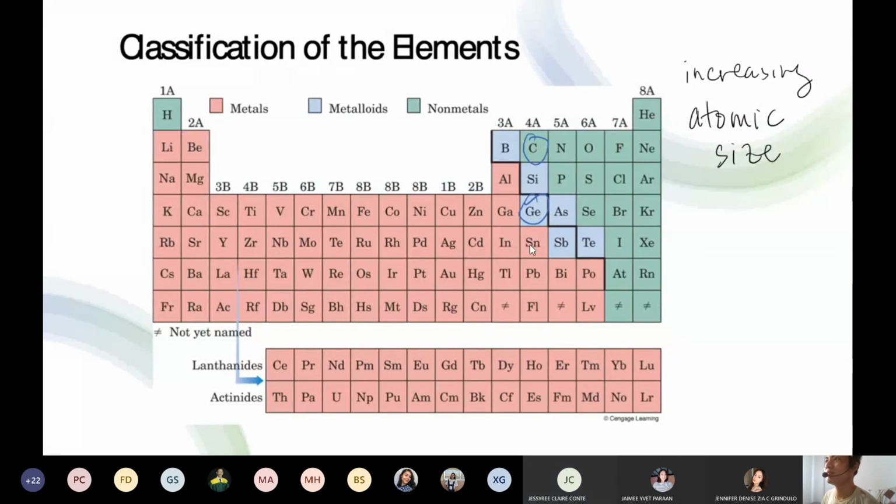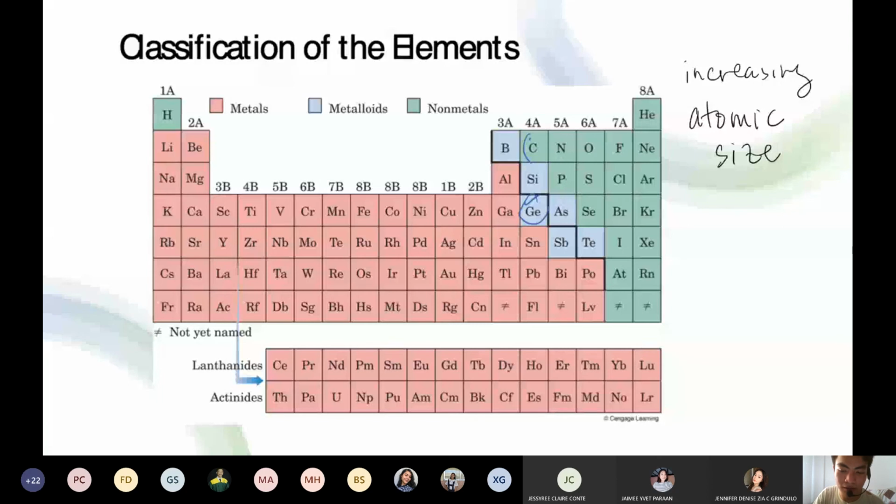So yun yung idea, no? Because germanium consists of sandamakmak na electrons. Na malaki na yung electrons niya, so malaki na yung size niya. Okay? So smallest would be carbon. Okay, so thank you very much.